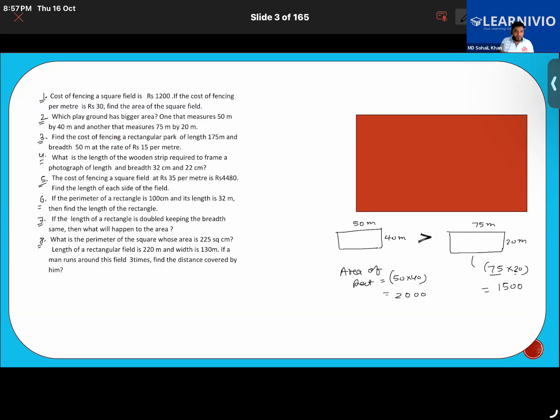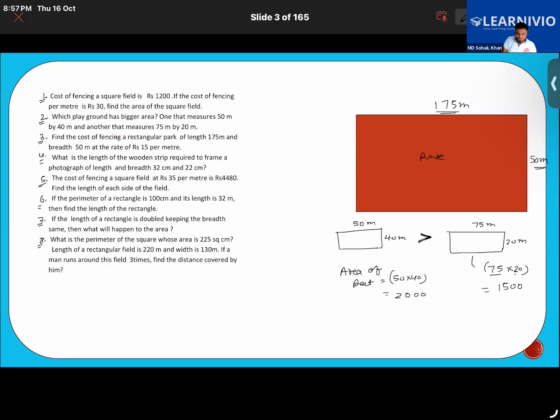Third question says: find the cost of fencing a rectangular park of length 175 meter and breadth 50 meter. Length and breadth are given, like the first question. It's not the same as the first one, but you are going to use the same formula, that is cost equals rate into area.